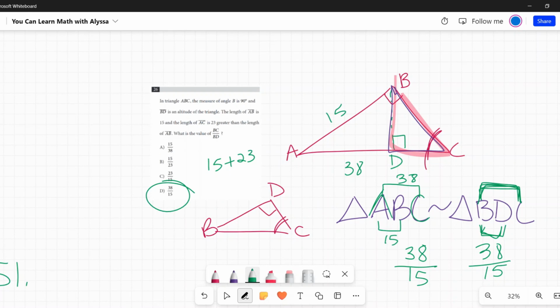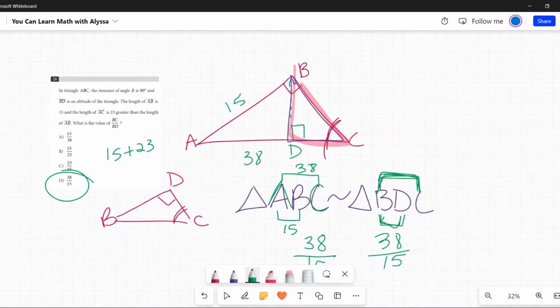This one really is wanting you to recognize those similar triangles. Again, I've seen this type of problem before, so it's a good thing to practice and look out for on the PSAT. They like it a lot.